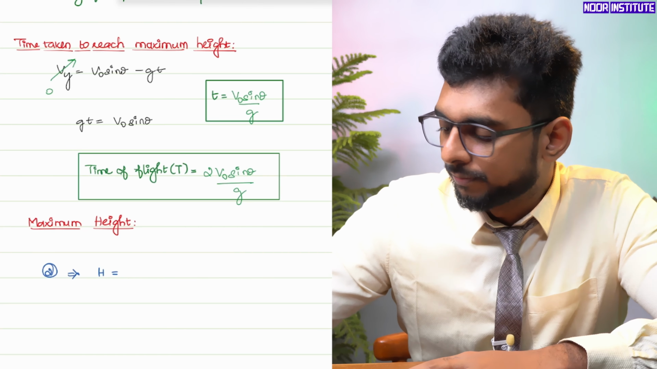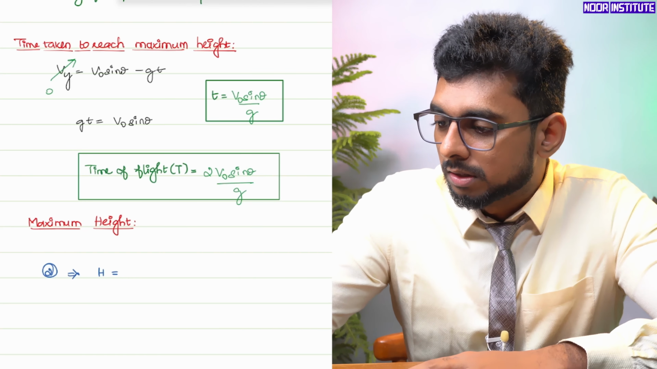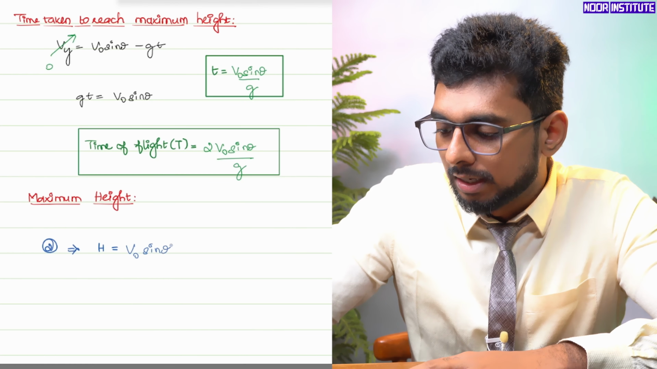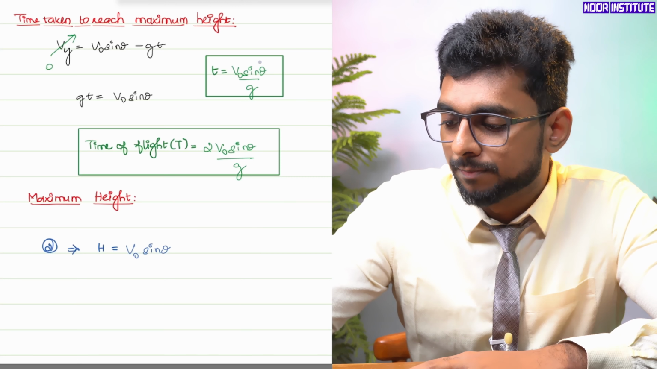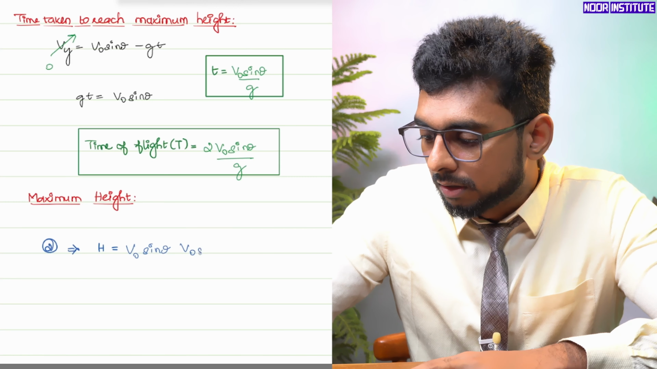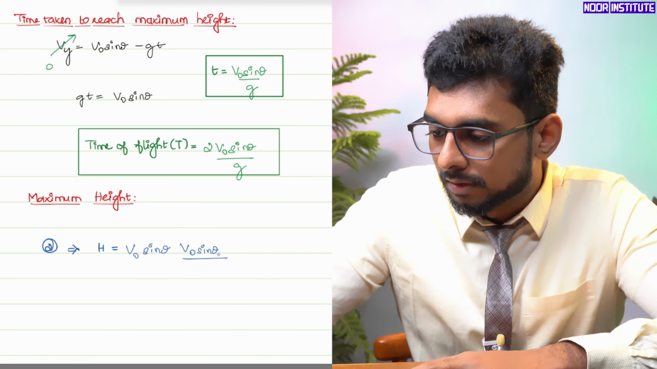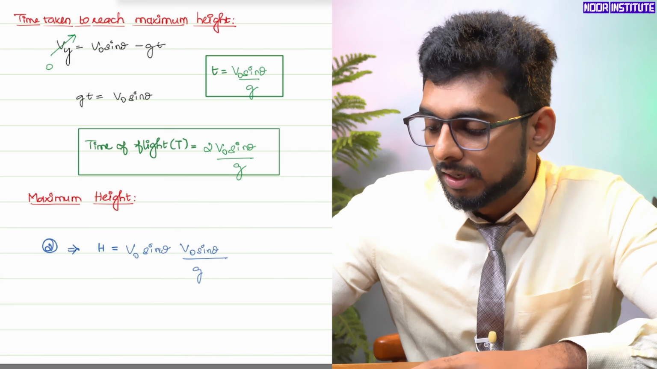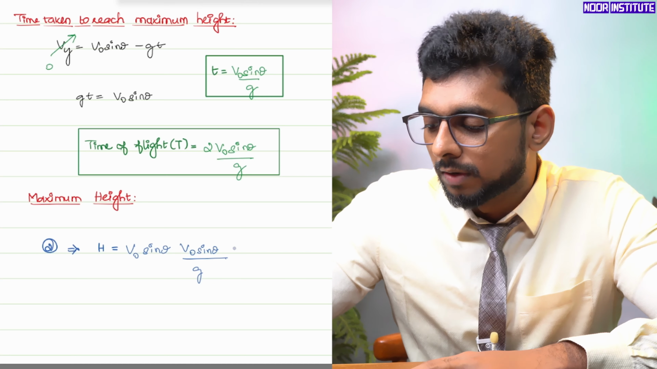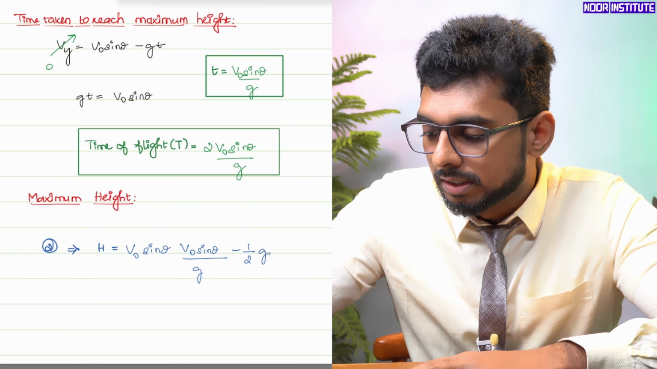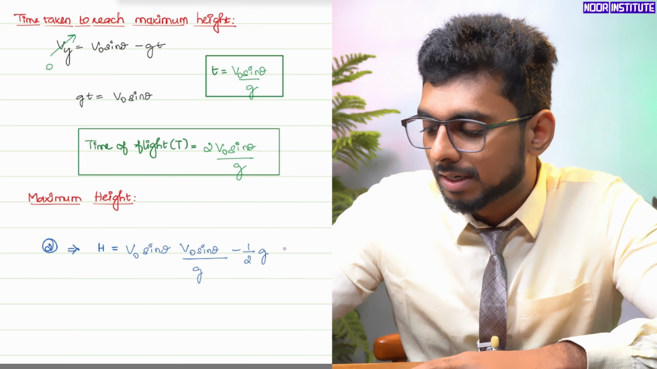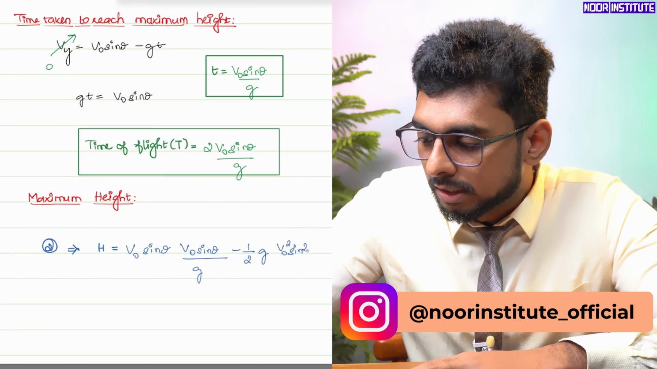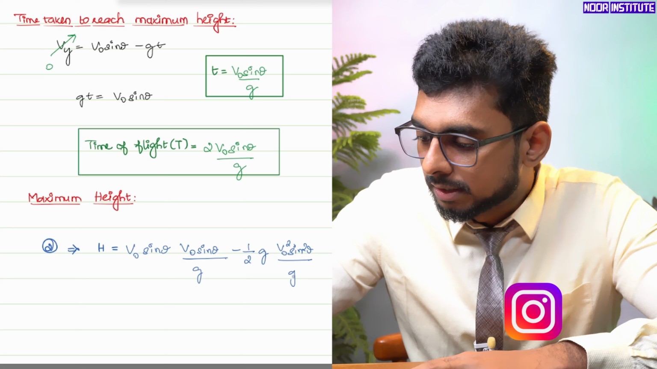If I put all those things together, I'll end up getting the maximum height. So let's do the solving. You'll get the answer straight away. Here you got H, which is equal to V naught sine theta into t, fine. So instead of this t, I'll substitute V naught sine theta divided by g, okay. So you got V naught square sine square theta, then you have minus half g, and then t square, right? So instead of t square, I'll substitute V naught square sine square theta divided by g square, okay.